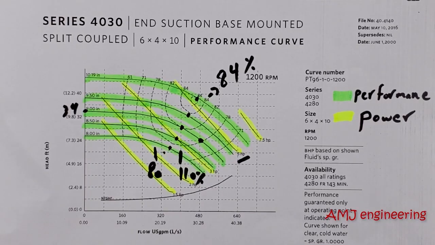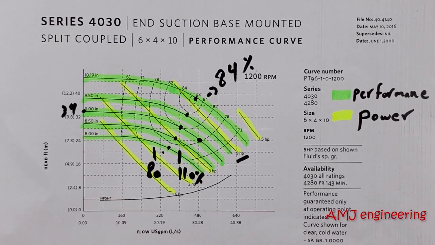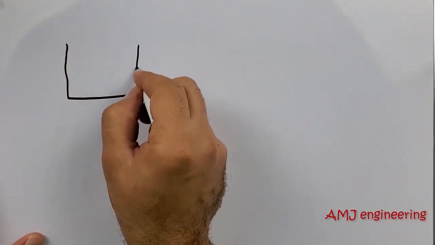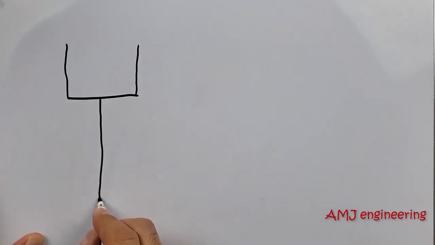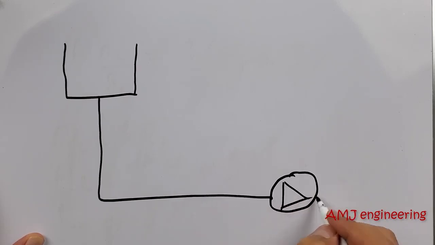Now, the third important part of the pump curve is the net positive suction head required curve. And this curve provides information about the suction characteristics of the pump at different flows. The net positive suction head required gives you an indication for the minimum suction head that should be available by the pump at a certain flow to avoid cavitation issues that would be damaging to the pump and would have a negative impact on overall pump performance.